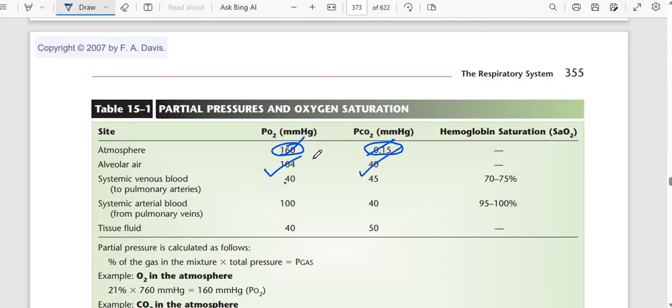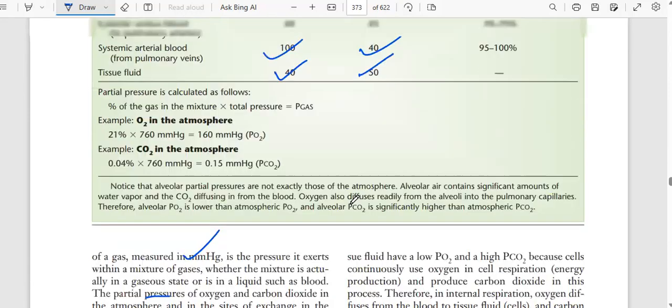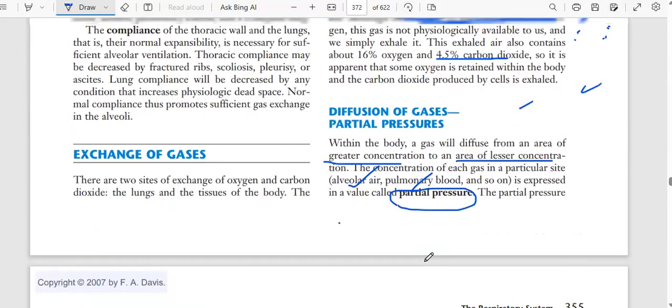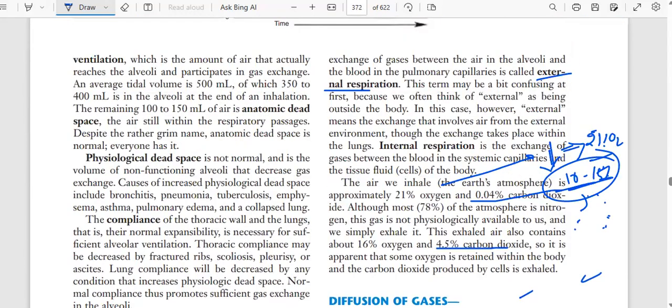In veins, oxygen is 40, carbon dioxide 45. In arteries, oxygen is 100 and carbon dioxide is 40. In tissue, oxygen is 40 and carbon dioxide 50. So basically, we have to remember this. Okay, so what will happen? We will see in the diagram.